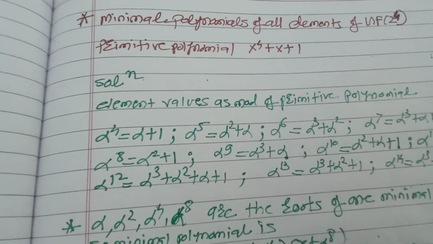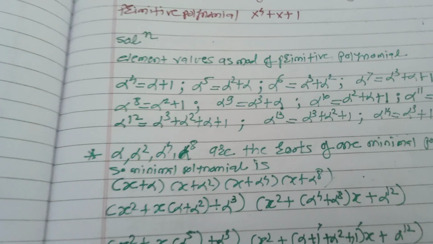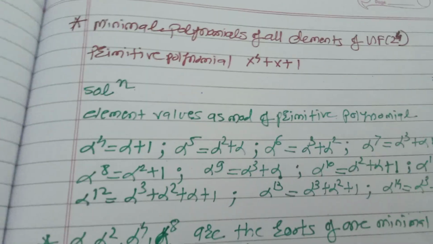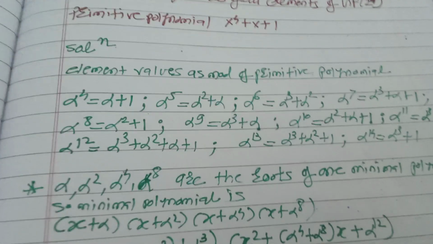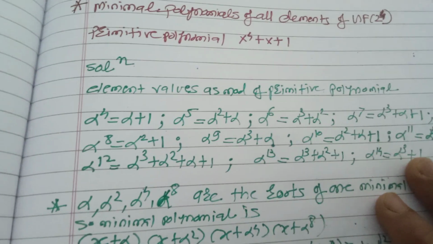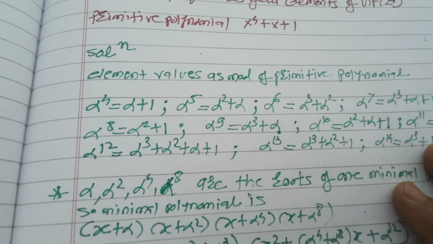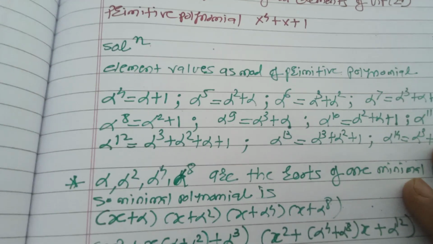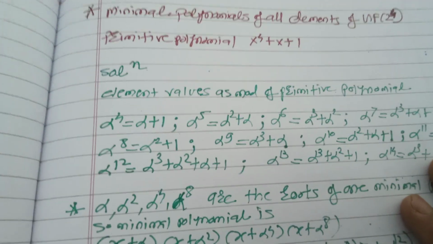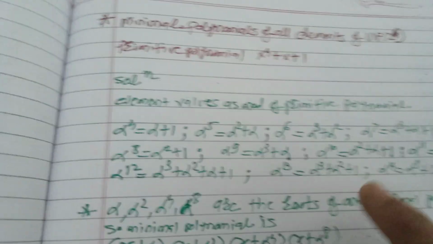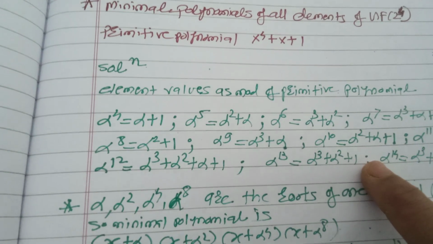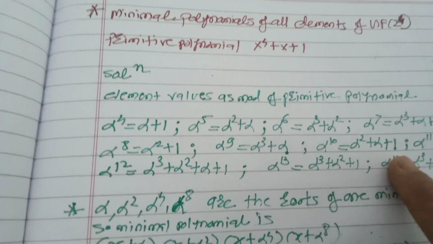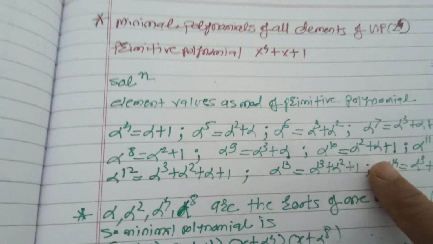So we have already obtained these values for the primitive polynomial x raised to 4 plus x plus 1. These element values are nothing but the elements in the form of powers of the primitive element, and its mod taken with x raised to 4 plus x plus 1. We have made one video on how these values come, but these values are like a mod of the primitive polynomial.